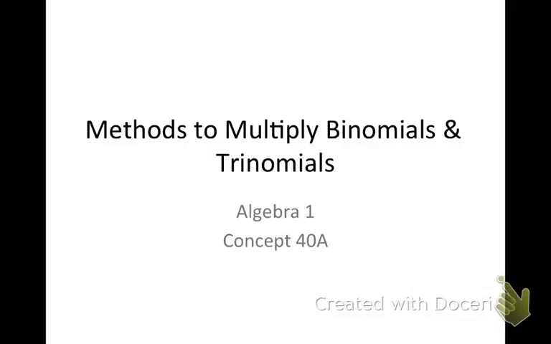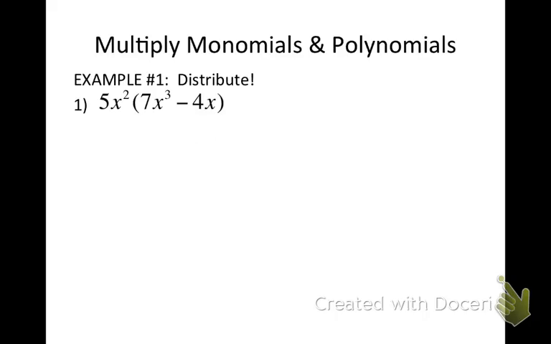Algebra 1, Concept 40a, Methods to Multiply Binomials and Trinomials. So the first example, we have a monomial, 5x squared, times a binomial, 7x cubed minus 4x.